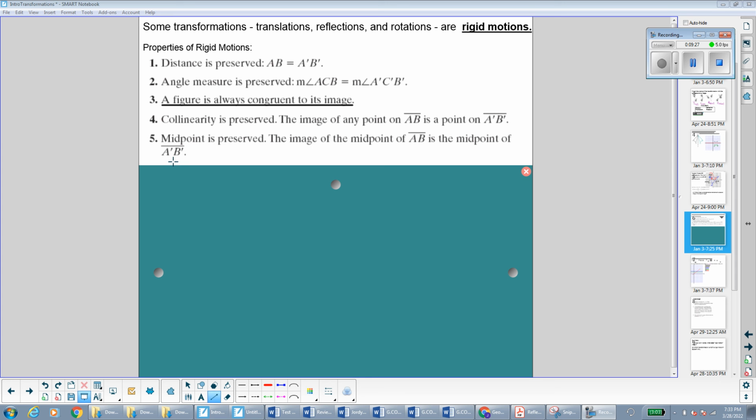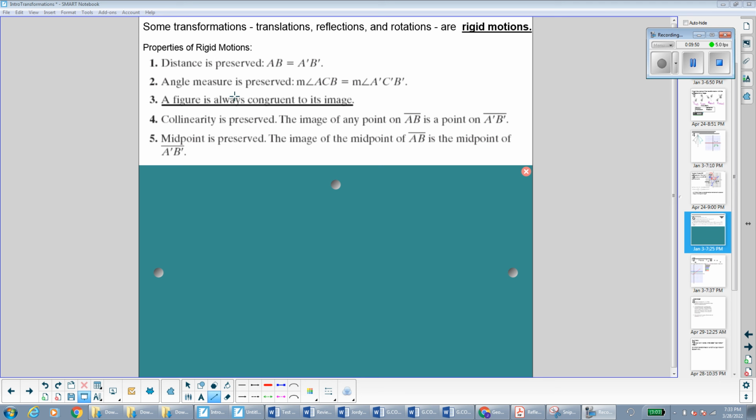A transformation is considered to be a rigid motion if it satisfies the following conditions. The first condition is that distance is preserved. For example, the distance from A to B on the pre-image will be the same as the distance from A prime to B prime on the image. The second is that angle measure is preserved. So an angle on the pre-image will be the same as the corresponding angle on the image.